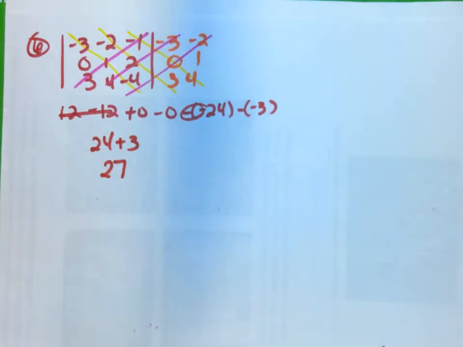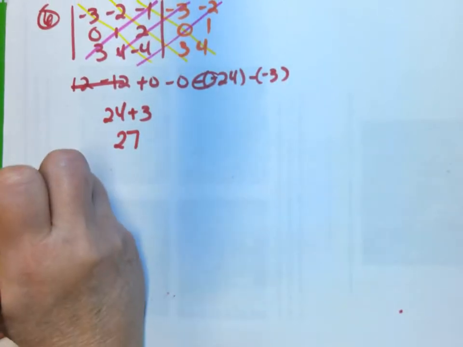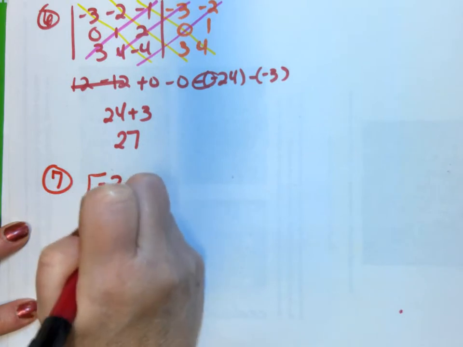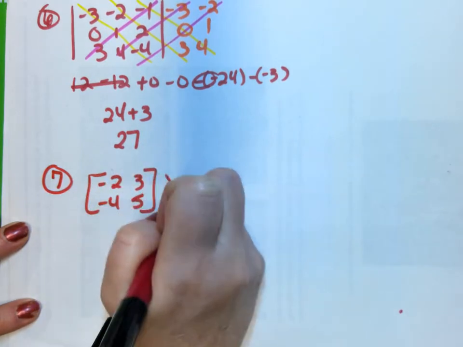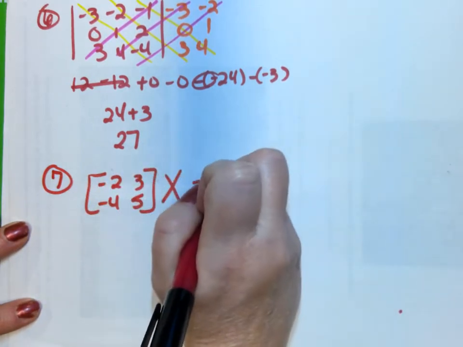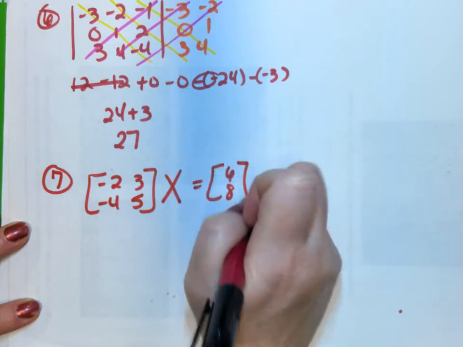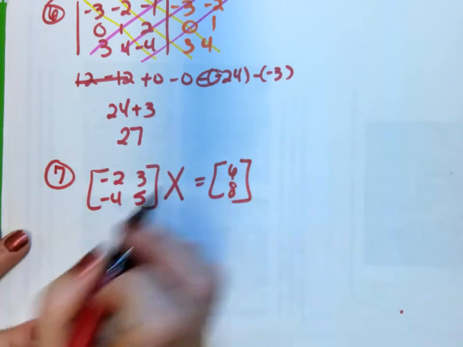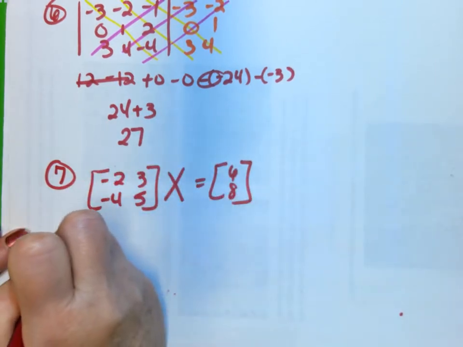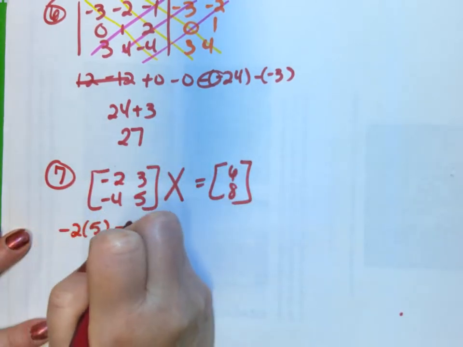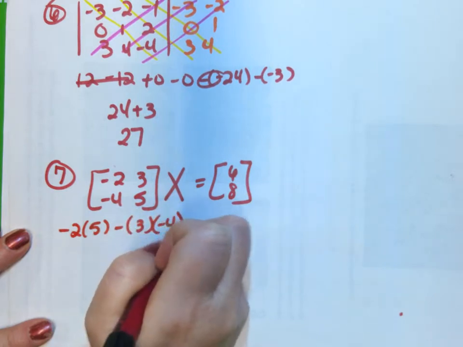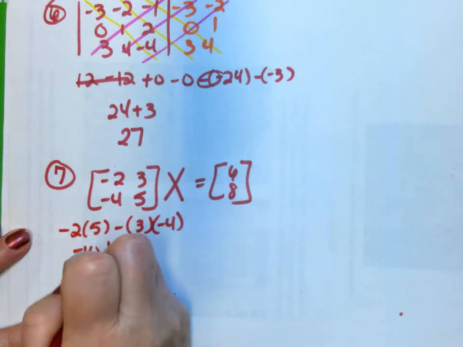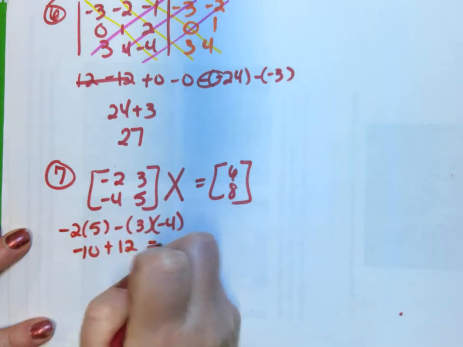Okay, number 7 says solve. We have negative 2, 3, negative 4, 5. We're looking for matrix X, and we have 6, 8 over here. So first we need to find the inverse of this. So can we? So negative 2 times 5 minus 3 times negative 4. Negative 2 times 5 is negative 10. 3 times 4 is 12. Negative is a positive. So I end up with 2.